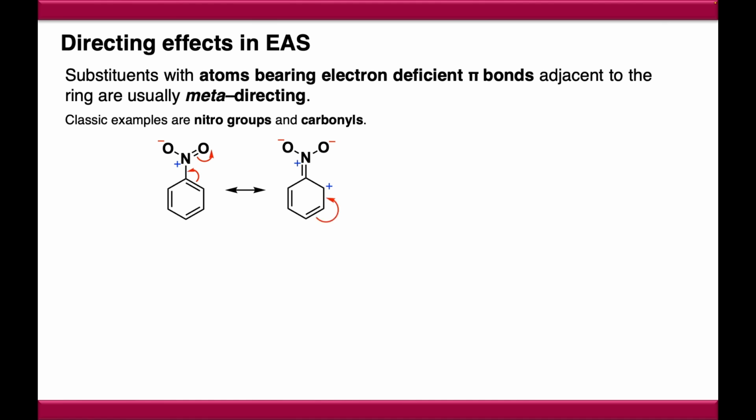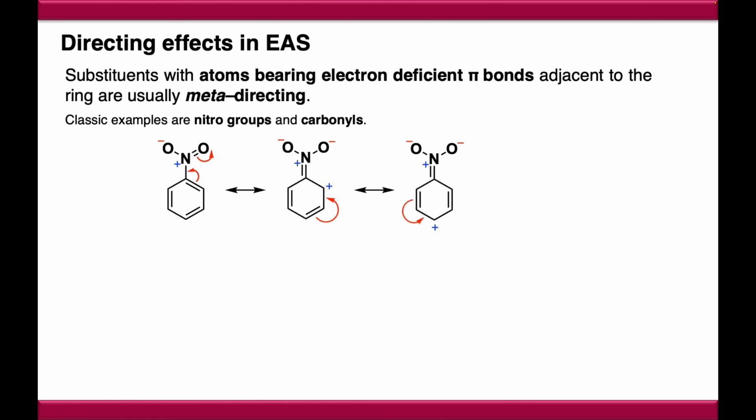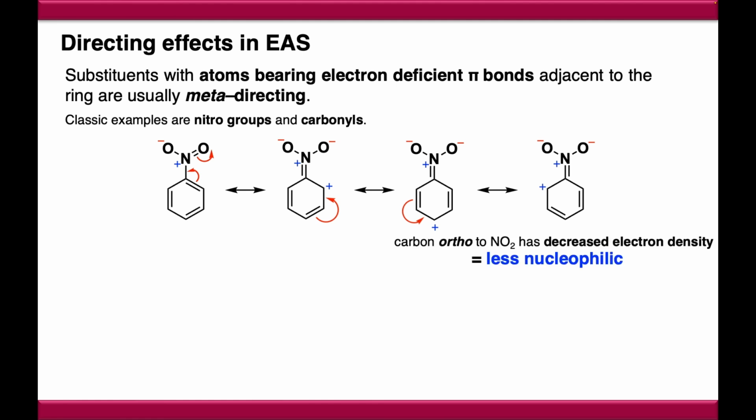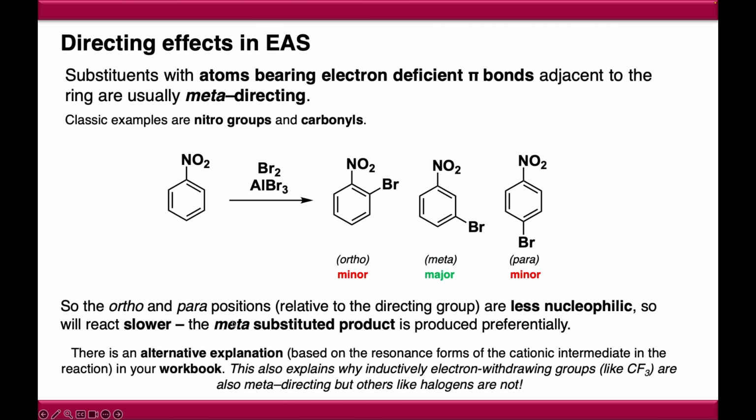So the ortho position is losing electron density, making it less reactive. And again, we're going to do the same thing. We're going to push that charge around the ring. It ends up at the para position. So the para position ends up less nucleophilic, and it ends up at the other ortho position over here, which makes that less nucleophilic. And then if we look at our distribution of products from the bromination of nitrobenzene, the ortho and the para products are not formed as well, because those positions are less nucleophilic in the starting material. So we end up with the meta product.